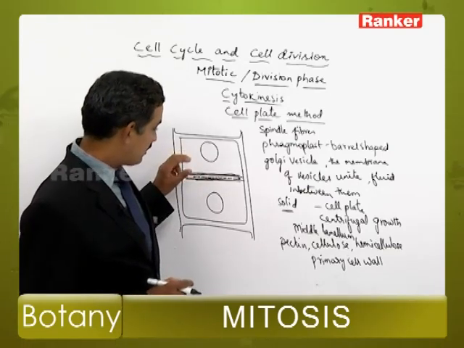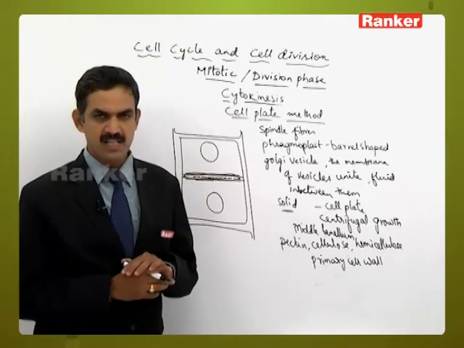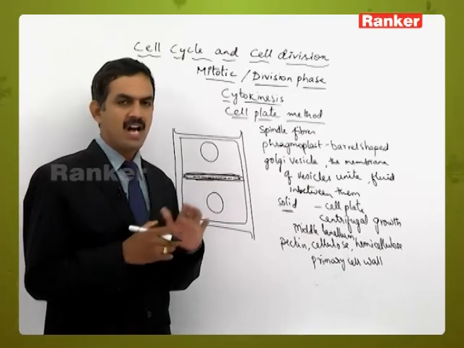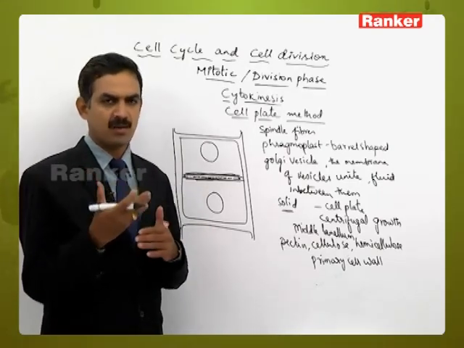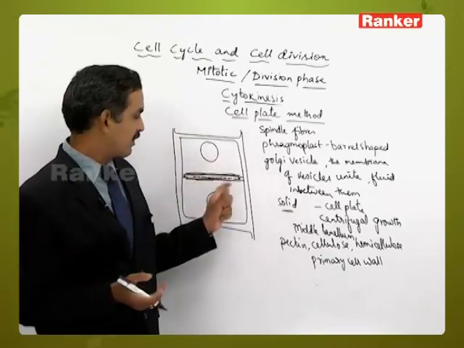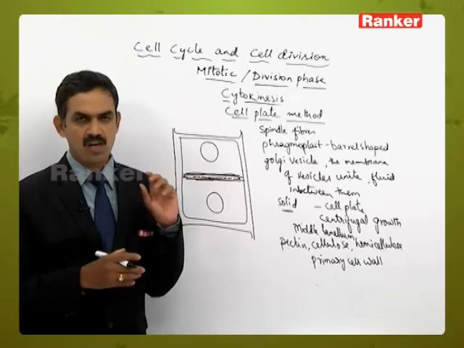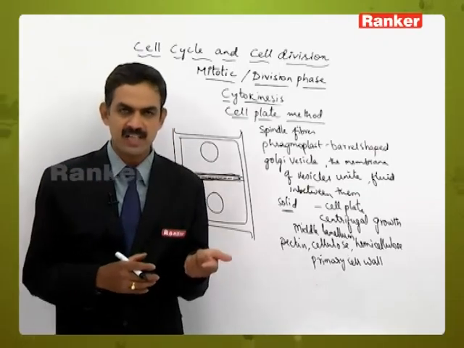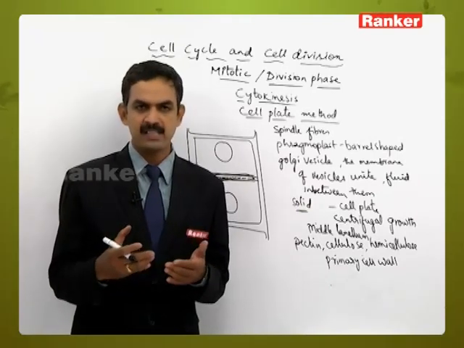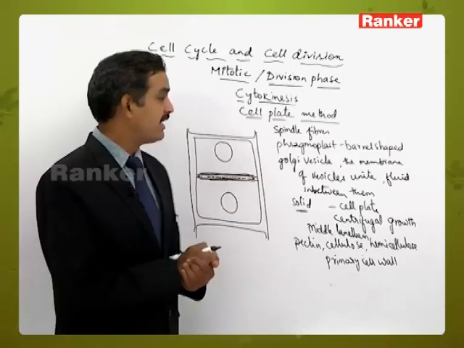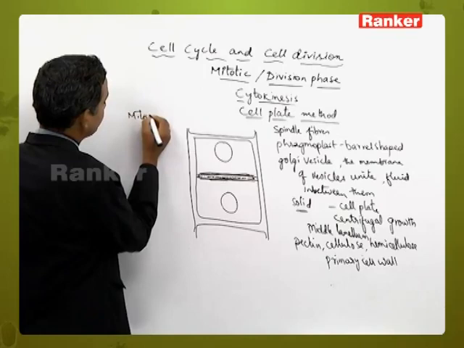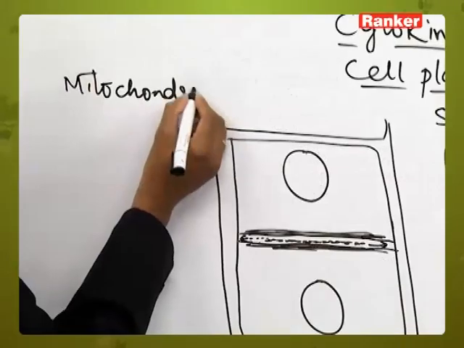Whatever cell organelles are present are nearly equally distributed between the daughter cells. After the completion of cytokinesis, the daughter cells will enter the next stage of the cell cycle, where they start increasing their size and forming new cell organelles, increasing the number of cell organelles. And in which manner they will increase the number of mitochondria and plastids.